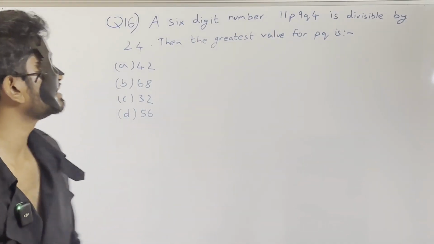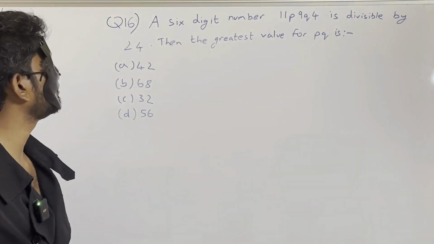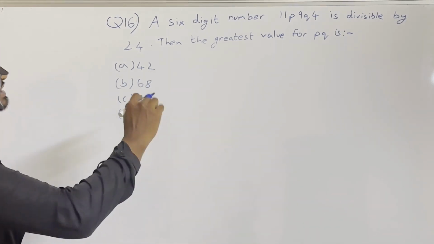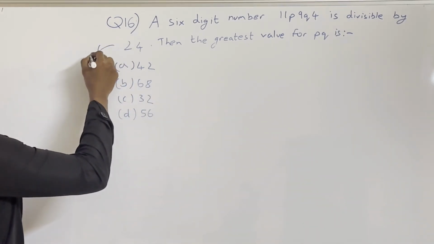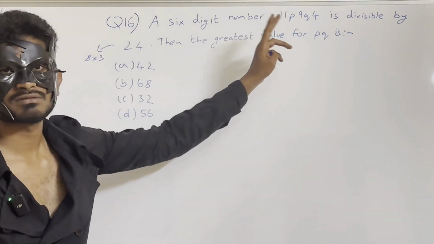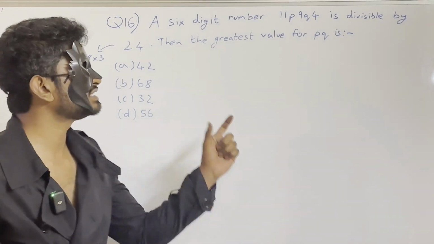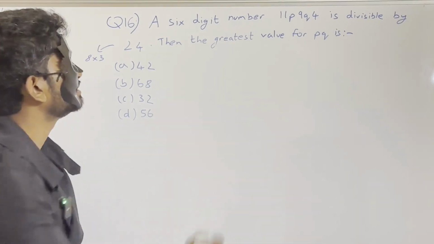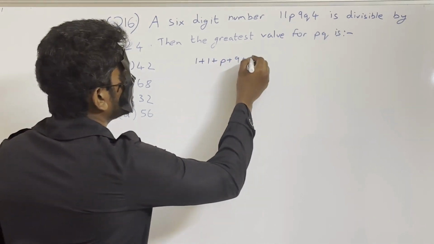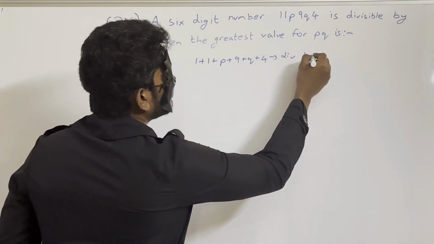So superhumans, next question is a 6-digit number 11P9Q4 is divisible by 24 and the greatest value for PQ is. So this number is divisible by 24, 24 we can write it as 8 into 3, right? So this number is divisible by 3 and it is also divisible by 8. So what is the divisibility criteria for 3? It's nothing but sum of the digits of that number will be divisible by 3. So that's nothing but 1 plus 1 plus P plus 9 plus Q plus 4 will be divisible by 3.